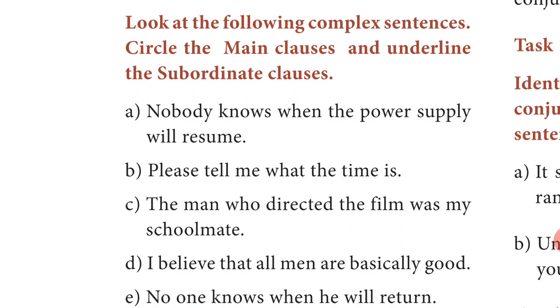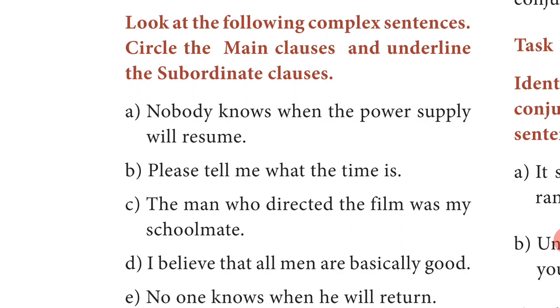Okay, let's look at the first sentence. Nobody knows when the power supply will resume. Can you identify which is the main clause and which is the subordinate clause? That's correct. Nobody knows, that is the main clause. When the power supply will resume is the subordinate clause, because the second group of words does not give a complete meaning.